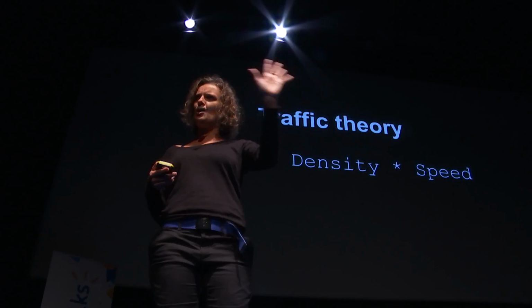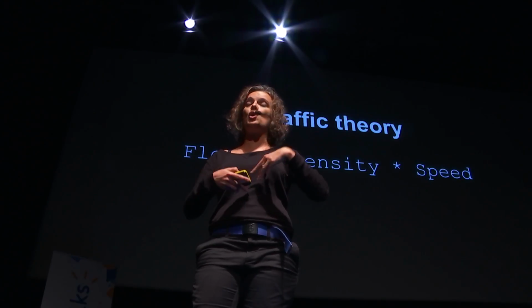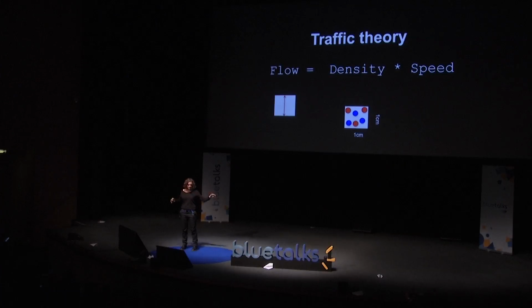So there's a theory in traffic, and to reassure you, this is the only equation you will see in this talk. There's a very particular equation in traffic theory that a lot of engineers look at: the flow equals density multiplied by speed. The flow is simple. It's the number of individuals crossing a surface per unit of time. The density is the number of individuals on this particular surface. And the speed is the time required to cross this surface. So three simple variables.